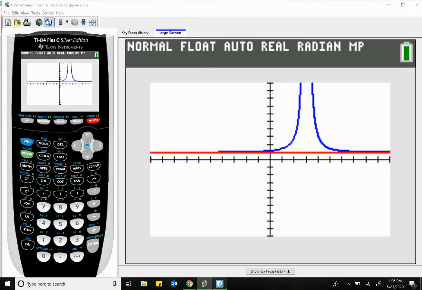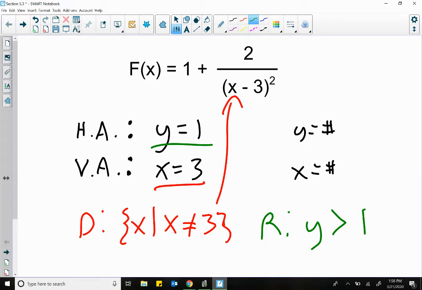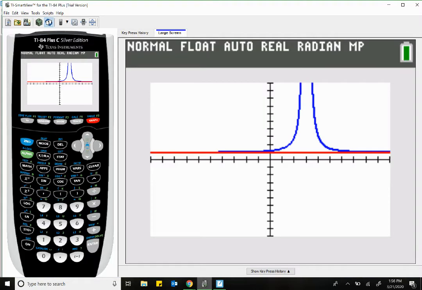So that's what these first two questions in 5.3 are going to look like. They're going to give you a rational, and they're going to say, use transformations to pick out the graph below. Well, I'm going to use my calculator to match the graph below. I'm going to work smarter, not harder. And then from there, you can find the horizontal asymptote and the vertical asymptote by looking at the graph. And then you can also use the graph to help you find the domain and range, thinking about what we just talked about.